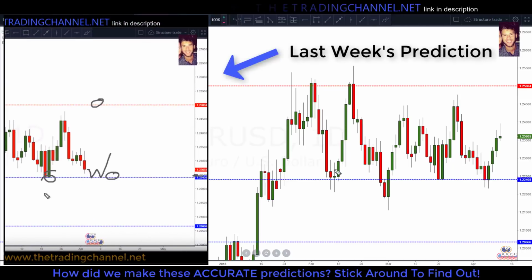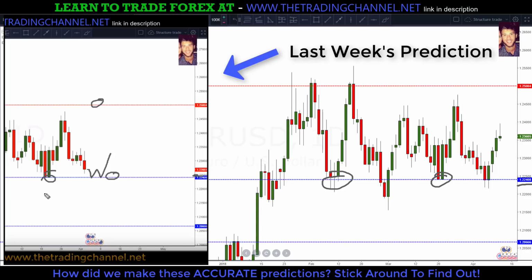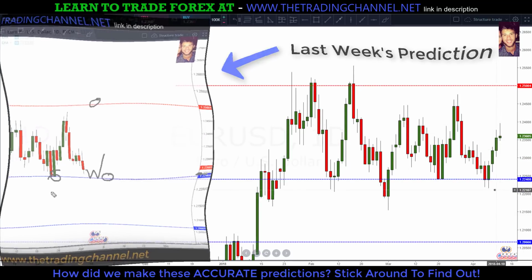Last week on the euro dollar, we made a prediction that this market would come down into the 1.2240 level and we would have a nice bounce out of this market from that level. This week, this market pushed up over 150 pips from exactly where we expected.